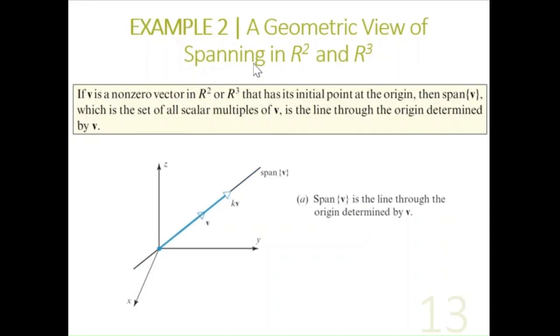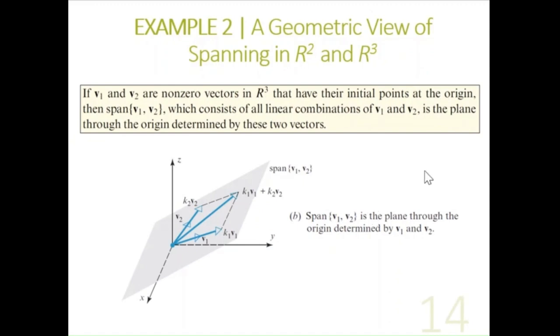So just to reiterate, if you're talking about R2, then you're talking about two dimensions, and you're going to be dealing with a line. Keep in mind this line is going to represent span V. It's going to be a line through the origin, determined by V. If you're talking about R3, the span of V1 and V2 is now going to be a plane through the origin, determined by V1 and V2.